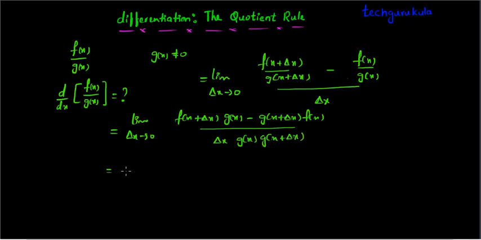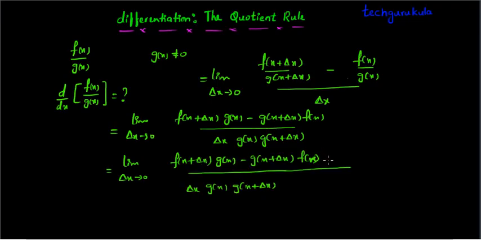Now in the next step, we're going to add two terms to this equation in the numerator. Let me write down the same equation again here. In the numerator, I'm going to add g of x times f of x and subtract the same term, g of x times f of x. So these two equations are equivalent and the same.